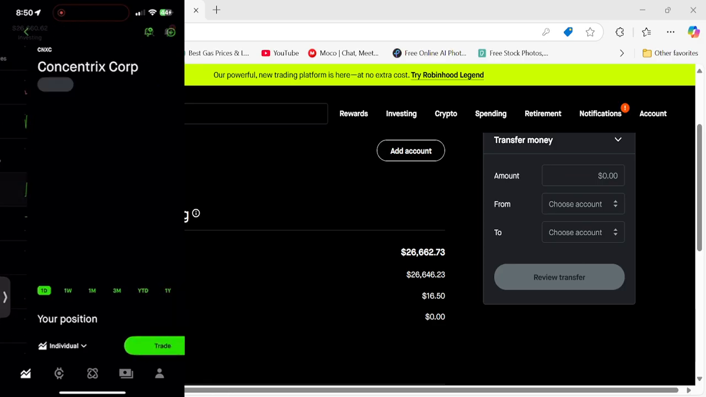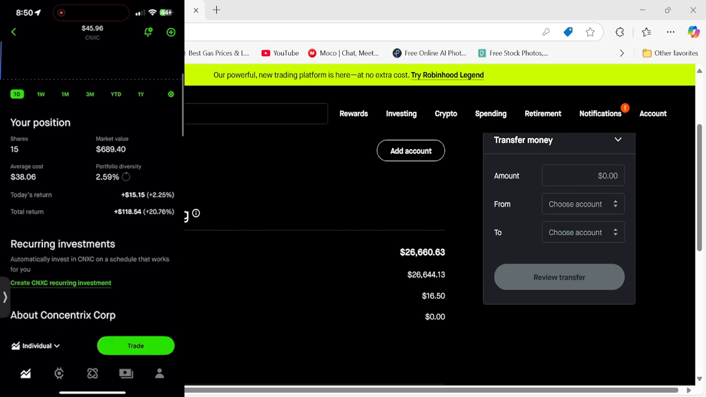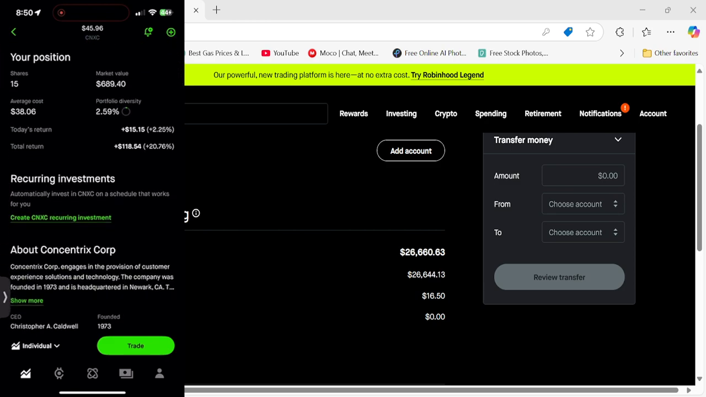For instance, we got this one, CNXC Concentrix Corp. I have 15 shares of this one. This one is a little bit pricey. $38.06 a share is what it costs. My market value right now of this stock is $689.40. That's 2.59% of my portfolio. Today's return, or Friday's return, that was, because there's no gain today, so Friday's return was $15.15 plus on that, plus $15 basically.